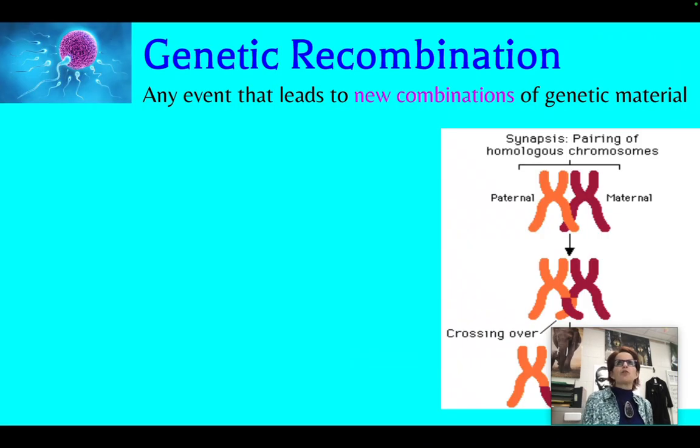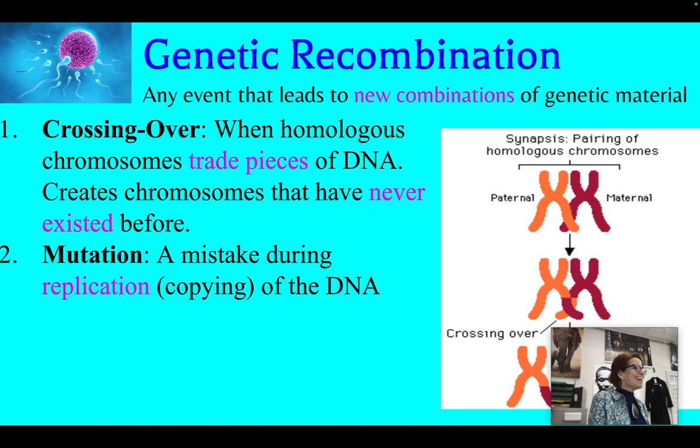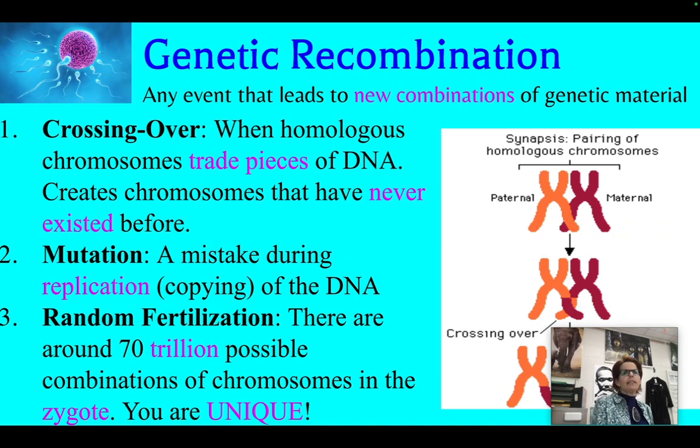Okay, so what is genetic recombination? Any event that leads to new combinations of genetic material. And there were 3 things that we learned about in this class. Crossing over is creating new combinations. Mutations actually form new DNA. Most of the time that's a bad thing, but that's what evolution counts on, an occasional good mutation. And 3, the random fertilization of umpteen different sperm with however many eggs. There's many, many, many possibilities for the possible combinations of chromosomes in the zygote.